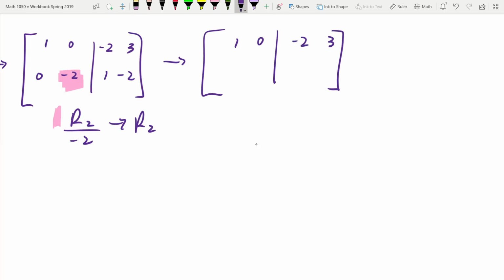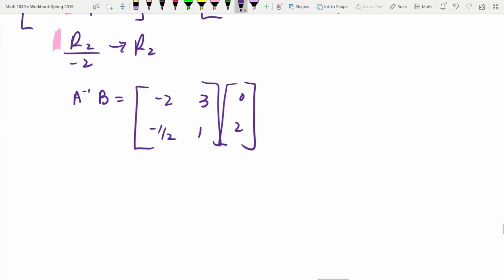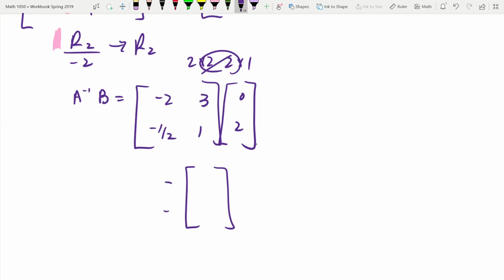Divide by negative 2 and you get 0, 1, negative 1/2, and 1. So now I'm going to take my inverse and multiply it by b. My inverse is negative 2, 3, negative 1/2, 1. I'm going to multiply it by b, which is the right-hand side, 0, 2. So this is a 2 by 2 multiplied by a 2 by 1. Totally works. And the answer is a 2 by 1.